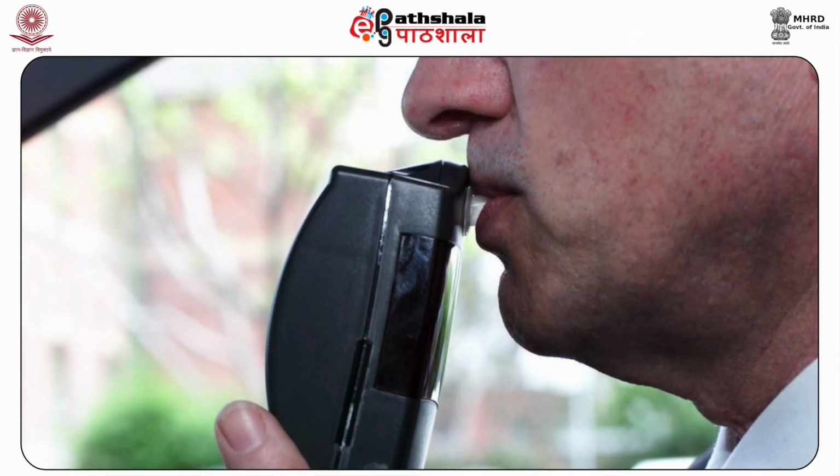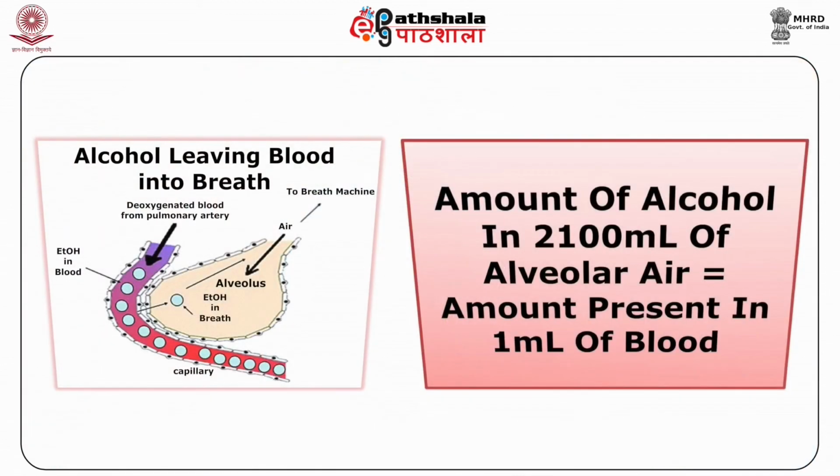Instead of taking the driver's blood sample to test his level of alcohol in blood, his breath could be analyzed on the spot, and the officer can come to know whether there is a valid reason to arrest the driver or not. There is a direct relation between the alcohol concentration in blood and that in breath. The amount of alcohol contained in this 2100 ml of alveolar air is approximately equal to the amount present within 1 ml of blood.